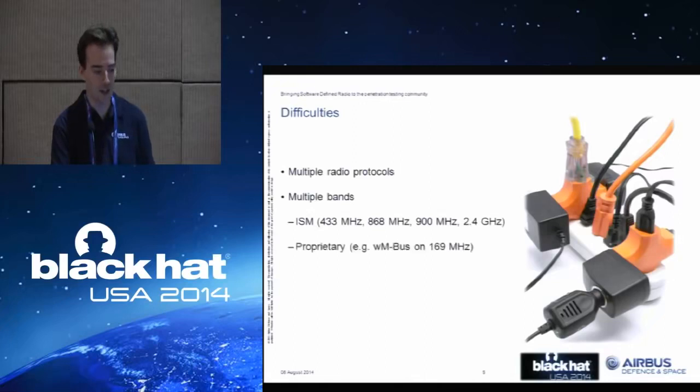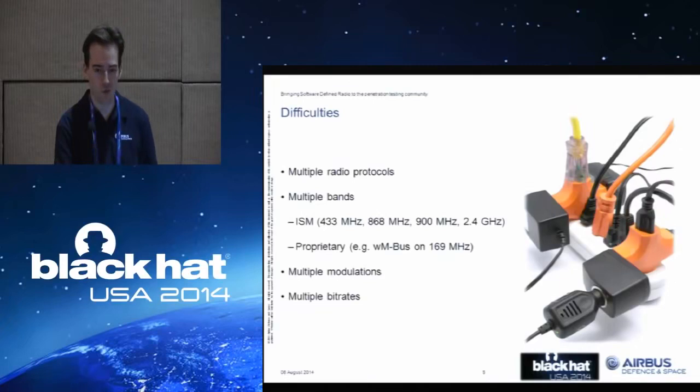In addition to that, even though, for example, WM bus can transmit on the ISM band, it also has a proprietary frequency to transmit on. You also have multiple modulations: FSK, PSK, ASK, you name it. So it's pretty hard to deal with a transceiver that has been hardwired. And you also have multiple bit rates. All those things make it difficult to deal with radio frequency in a common way, like we can do in traditional pen testing with Ethernet.